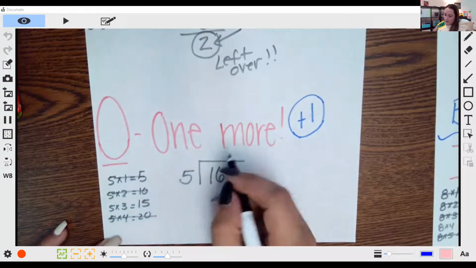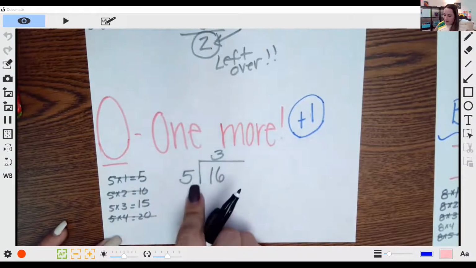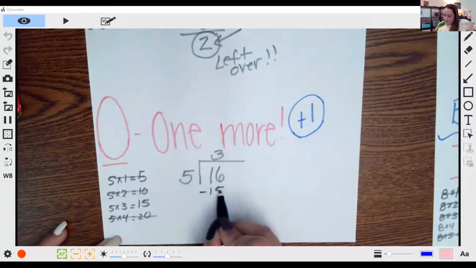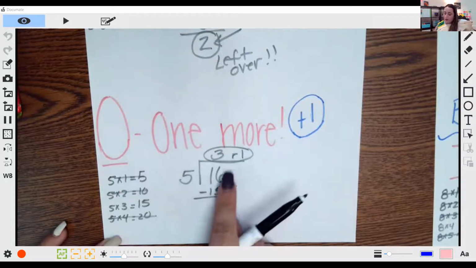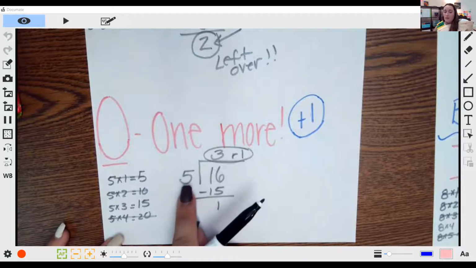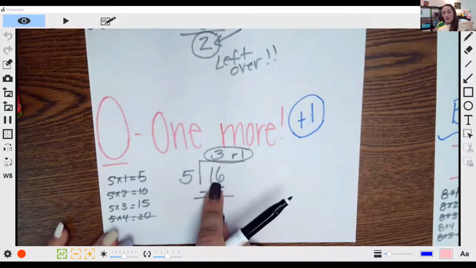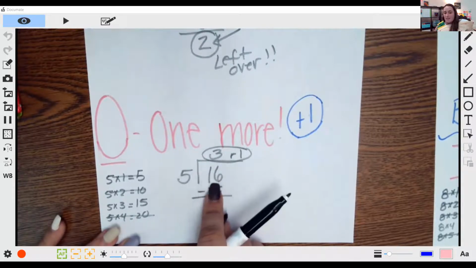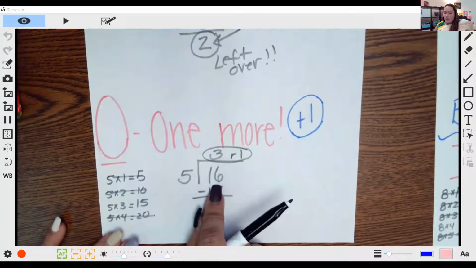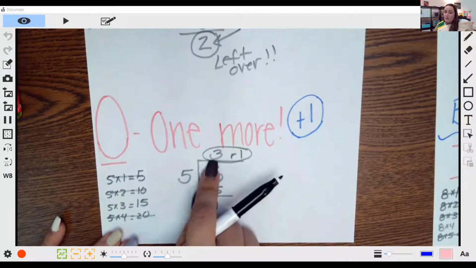My 5's out here, so I put my 3 on top. 5 times 3 is 15. And there's that remainder 1. So how many cars would they need? Think about, remember, only 5 students can fit in each car, but 16 students want to go. So I think I said earlier, I might have messed up what the problem said. The problem said that 16 students want to go, but 5 can fit in a car. So we're trying to figure out how many cars do we need so everyone can go.